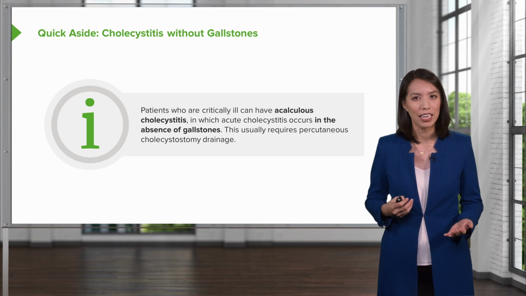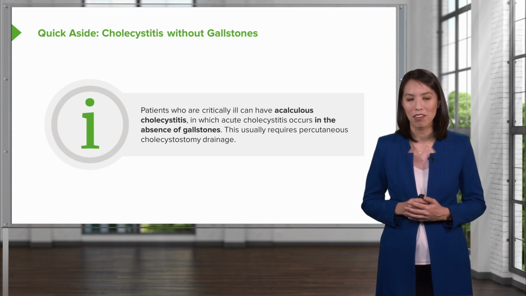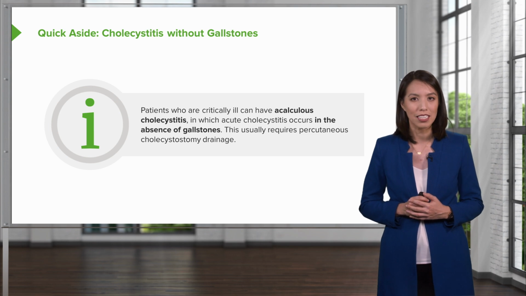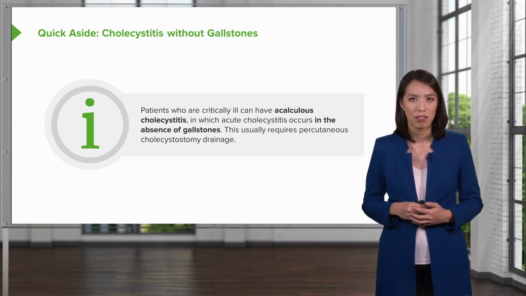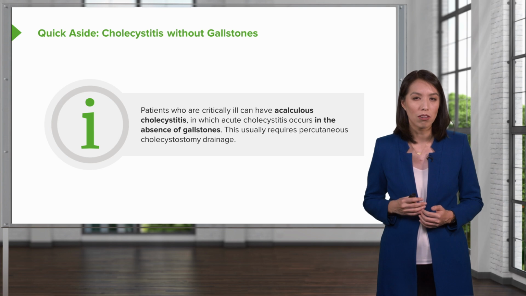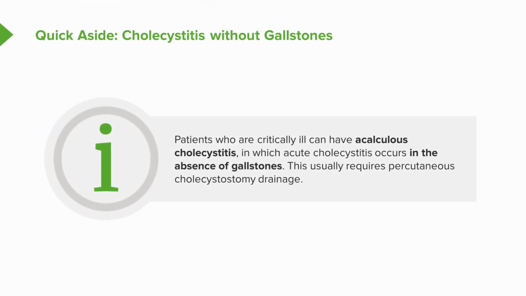So as a quick aside, we mentioned that 90% of patients with acute cholecystitis are from gallstones. But patients may also have no gallstones and develop cholecystitis. This is what's called acalculous cholecystitis, so the absence of stones. This usually requires a type of drainage called percutaneous cholecystostomy, which we will discuss later.